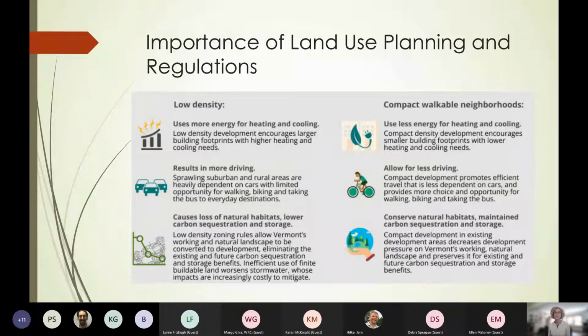So what I'm going to talk about is how to use your land use planning regulations to create or incentivize compact walkable neighborhoods in your town centers, which are areas that are already developed and are planned for growth. So compact high density development encourages smaller building footprints with lower heating and cooling needs, allows for less driving, more walking, more biking, close to public transportation, and then enables the conservation of the surrounding rural areas and natural habitats for carbon sequestration.